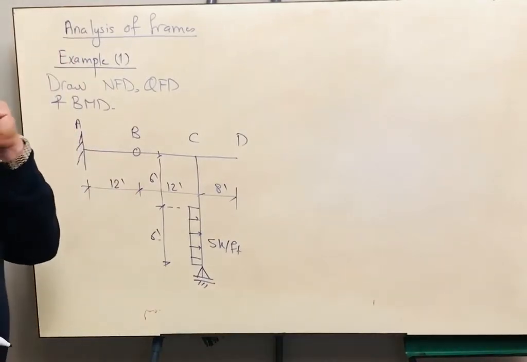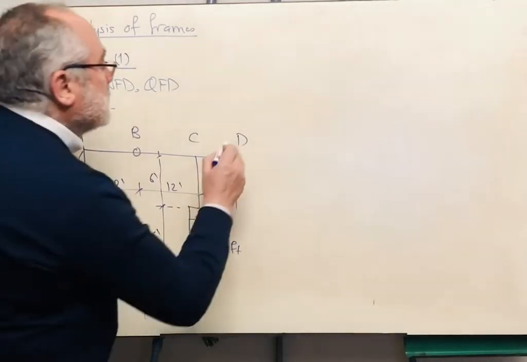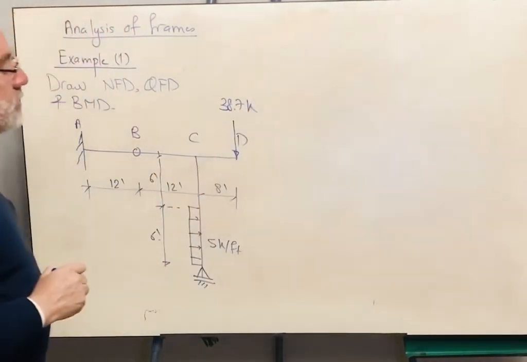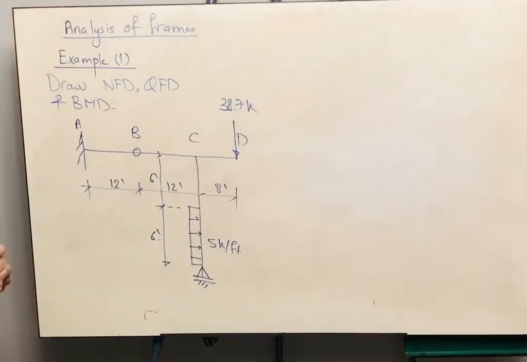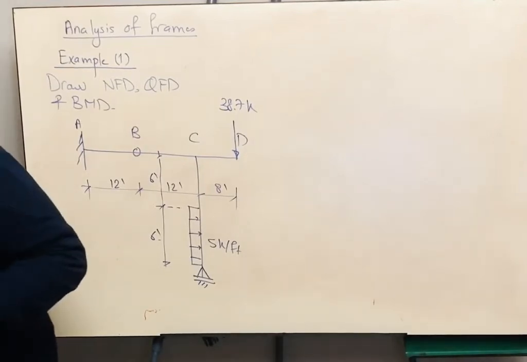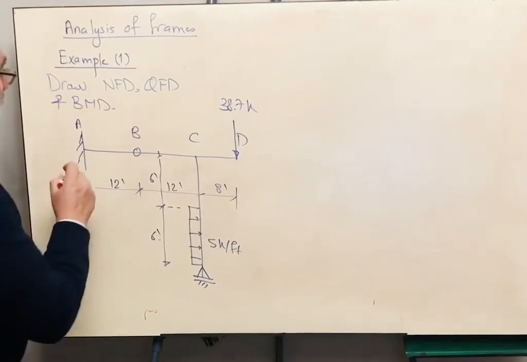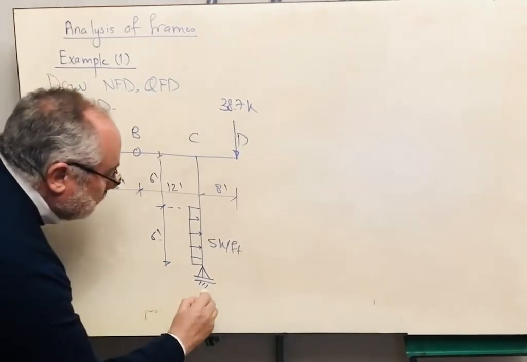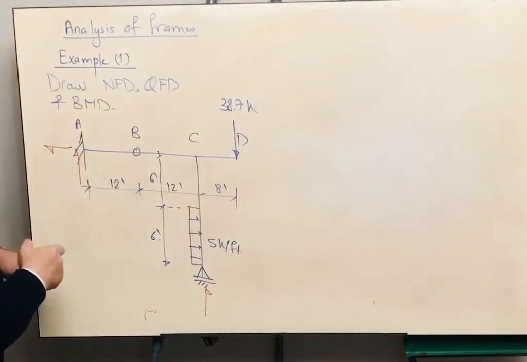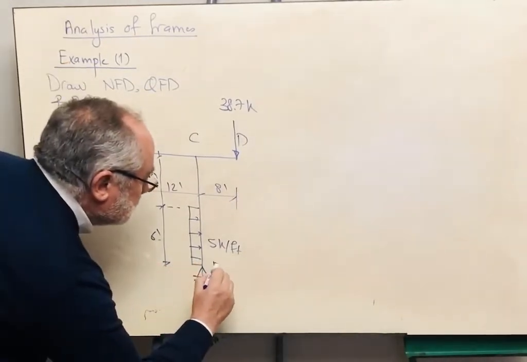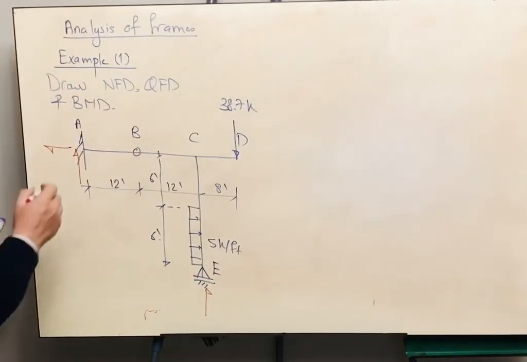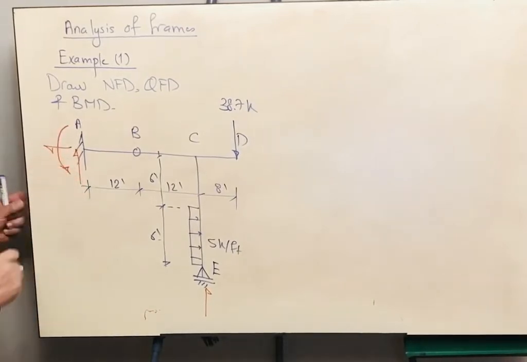And there is a concentrated load of 38.7 applied at point D. Now, in order to solve for the reactions, we are having here vertical reaction at A and horizontal reaction at A, vertical reaction at E, if this is point E. So how can we solve for the reactions? And of course we are having moment reaction at A.